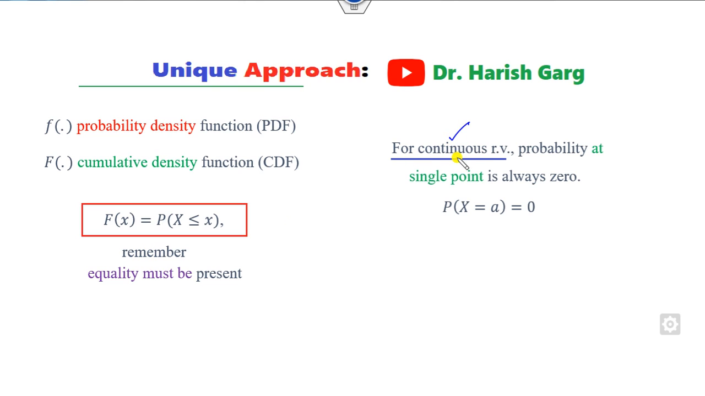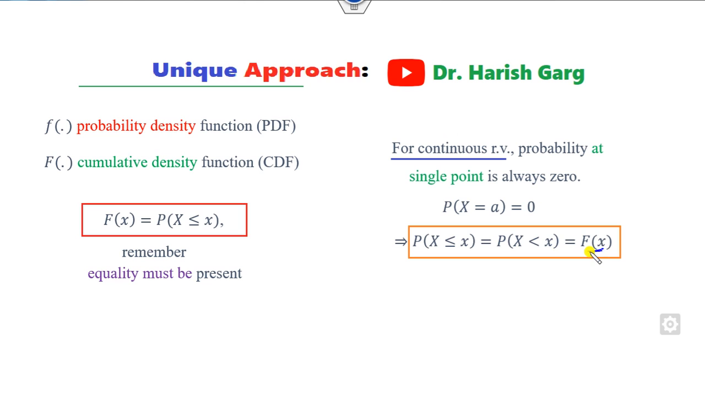When you have a continuous random variable, the probability at a single point is always 0. Then you can write this expression in this nature also: probability of X equal to x. And whenever you have a continuous random variable, the value of this is 0. That means whether the equality appears or not, both will give you the CDF. Remember, this is only for a continuous random variable.